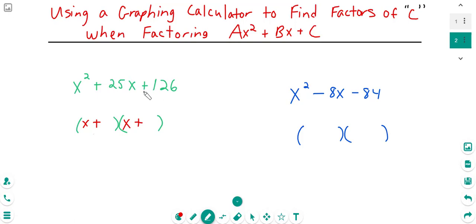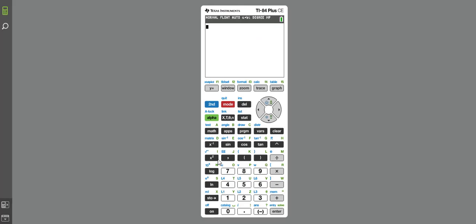Now, since we need two numbers that multiply to get us 126 and add to get us 25, we'll go into the TI graphing calculator, and we're going to go to the y equals, act like we're going to graph it. We're going to put in 126 divided by x, and then we're going to use second table.